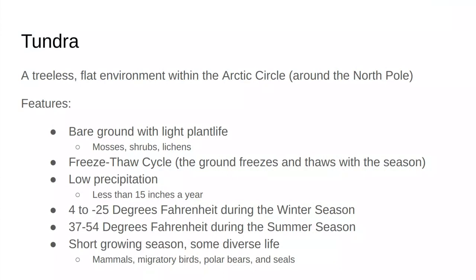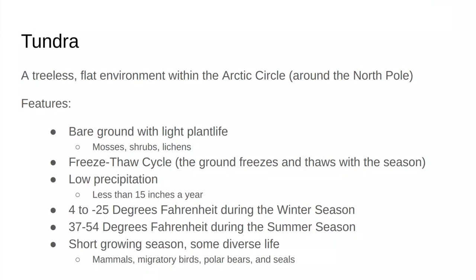There is a freeze-thaw cycle, so where the ground gets frozen solid like ice, and the dirt becomes something called permafrost. But then it starts to thaw out during the growing season, and that's when we get some of that plant life. Very low precipitation, less than 15 inches a year. Its winter season is between 4 and negative 25 degrees Fahrenheit, and between 37 and 54 degrees during the summer. Very short growing season with some diverse life. So you might find some small mammals there.